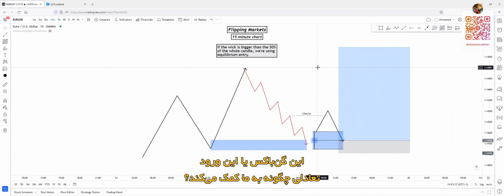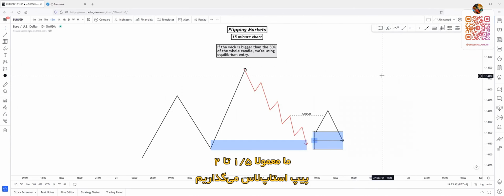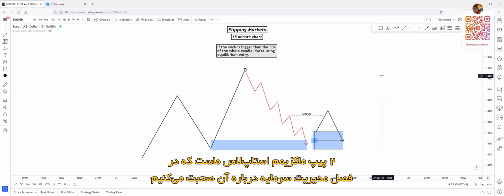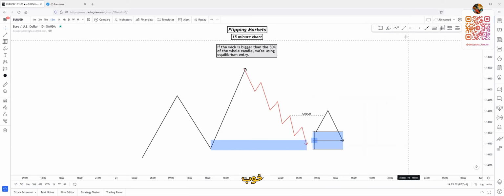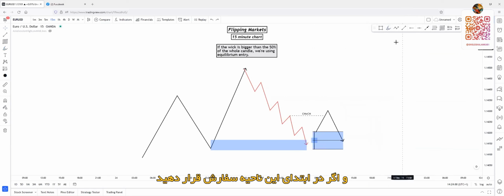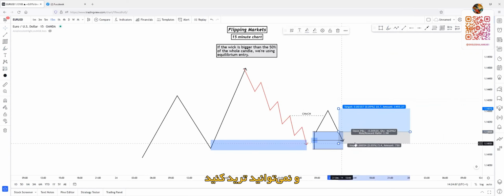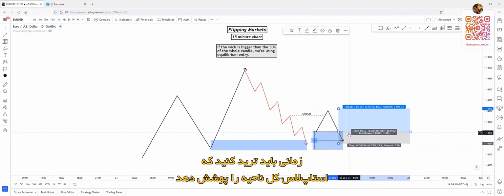How can this Gambox, this equilibrium entry, actually help us? We usually use a 1.5 pip stop loss to 2 pip stop loss. 2 pips is our maximum stop loss, but we will talk about this in the money management unit. Okay, so in most cases, these equilibrium candles will be huge. So if you set a limit order on the beginning of this zone, the 2 pip stop loss won't cover the whole zone, so you can't enter a trade. You can only enter a trade if the stop loss can cover the whole zone.